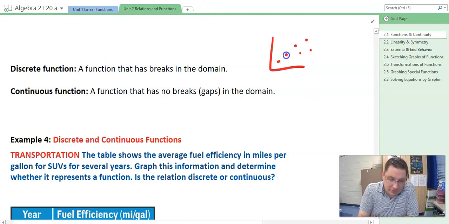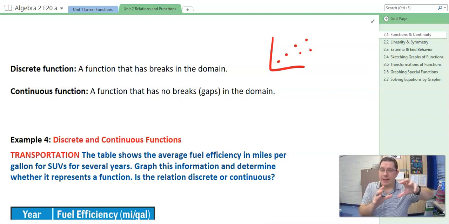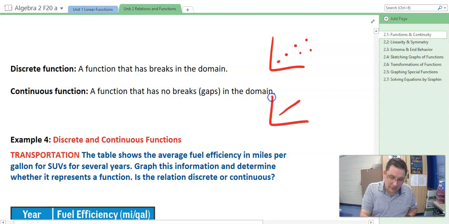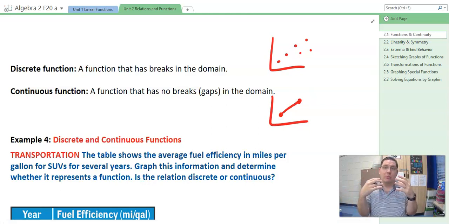It could be some type of graph that goes up and down, or it could be points just along a straight line, but they're not connected. A continuous function is a function that has no breaks or gaps in the domain. It is going to be one continuous piece. That piece may have an endpoint on both sides, or it may go on forever, but the key is that in the middle of our domain, there are no breaks. That's what we mean when we talk about discrete and continuous.